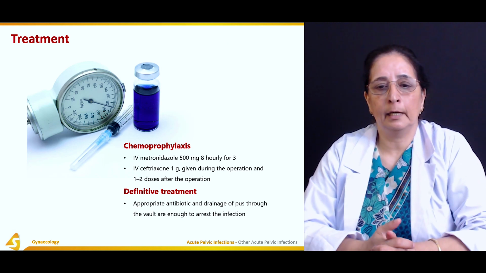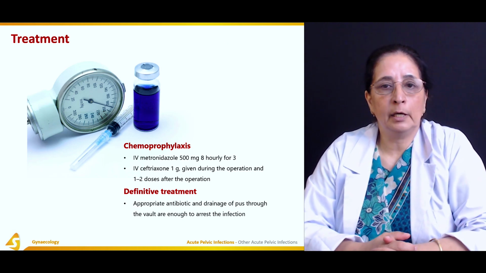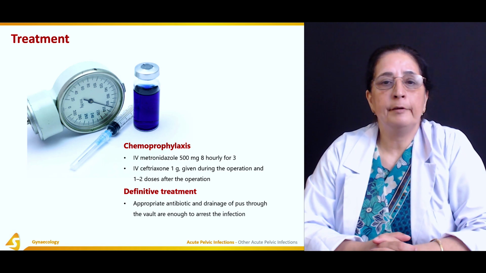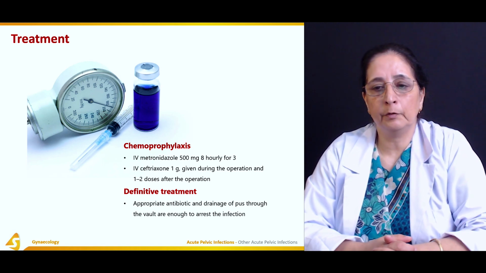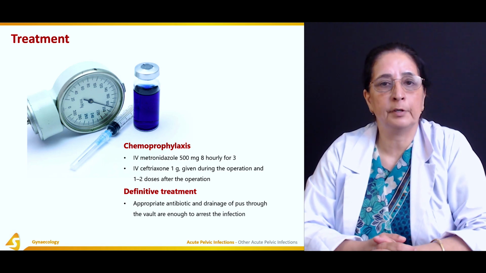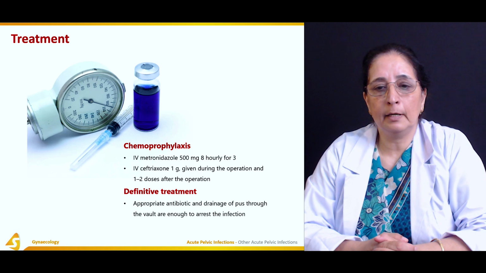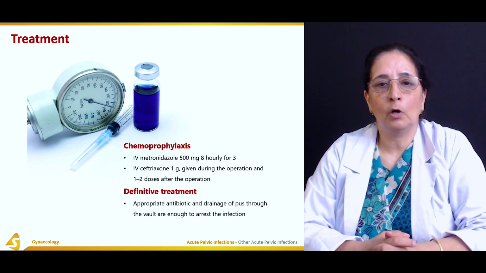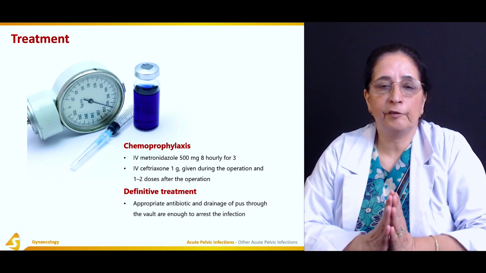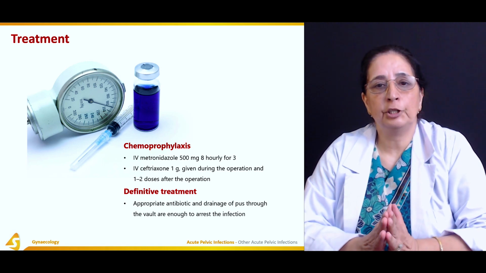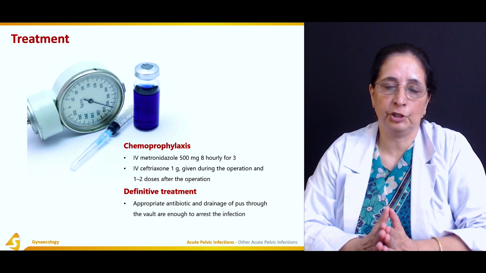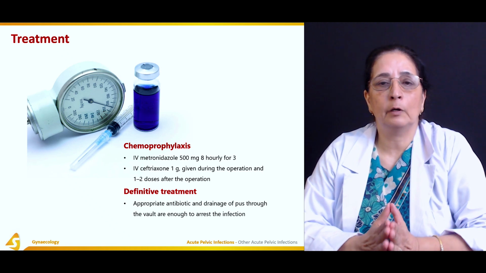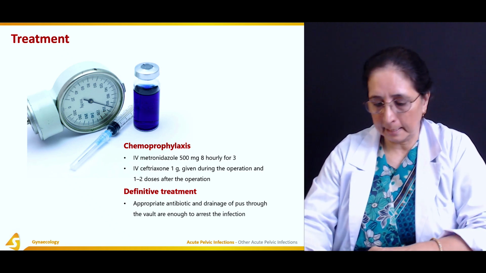Treatment is again metronidazole intravenously 500 milligrams 8 hourly for 3 days. IV ceftriaxone 1 gram during the operation, and 1 to 2 doses after the operation. Definitive treatment is appropriate antibiotic and drainage of pus through the vault. So this is the definitive treatment once the infection is present. But to prevent that infection during gynecological procedures, we should give prophylactic antibiotics like metronidazole and ceftriaxone.